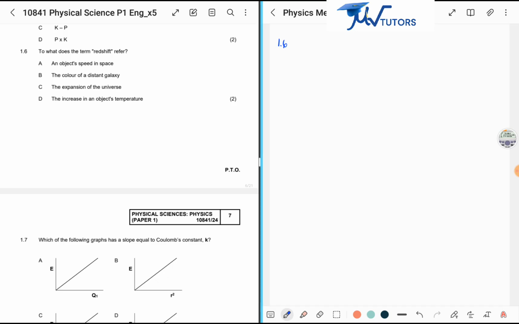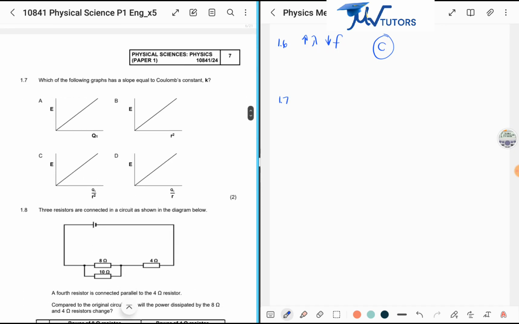So options A, an object's speed in space. No, we don't refer to the speed. B, the color of a distant galaxy. No, definitely not. C, the expansion of the universe. Remember, red shift, biggest wavelength, smallest frequency. So it just shows the expansion of the universe, which is correct. And D, the increase in an object's temperature, definitely not. Okay, so C is our answer there.